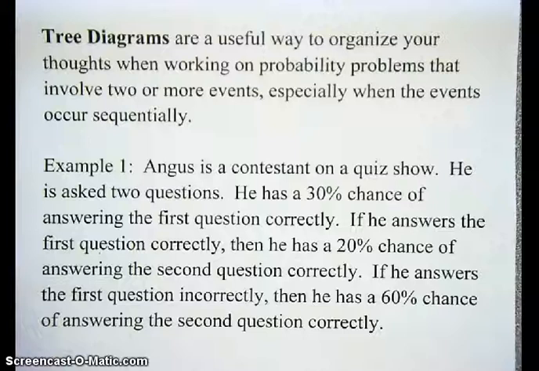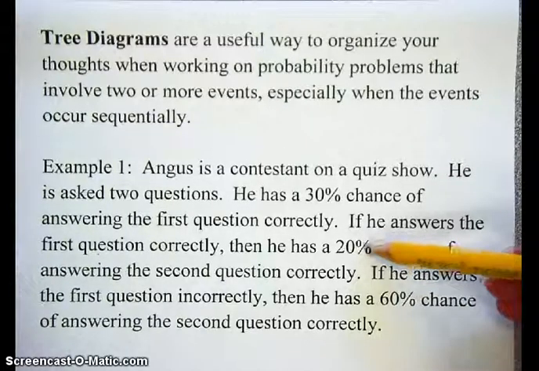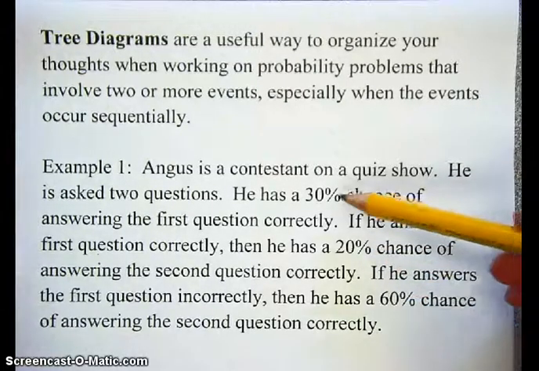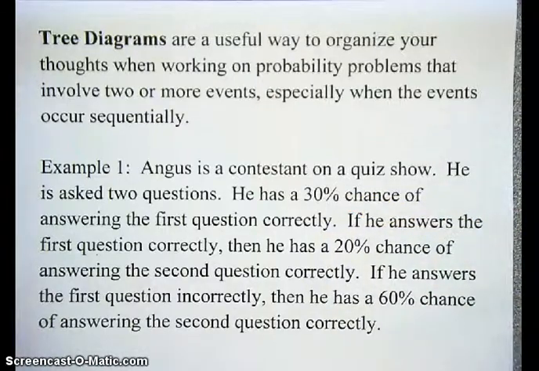Here's an example. Angus is a contestant on a quiz show and he's asked two questions. He has a 30% chance of answering the first question correctly. And if he does, he has a 20% chance of answering the second question correctly. If he answers the first question incorrectly, then he's going to have a 60% chance of answering the second question correctly. Now you can see that these two probabilities right here are conditional probabilities. They depend on what happens on the first question.